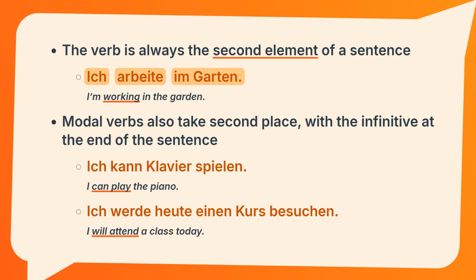If you have a modal verb, which is a verb with an infinitive, for example, can play or must do, then the modal verb stays in second place, and the infinitive goes at the end of the sentence. Let's look at a couple of examples. Ich kann Klavier spielen. I can play the piano. Here kann is the modal verb in second place, and spielen is the infinitive at the end.